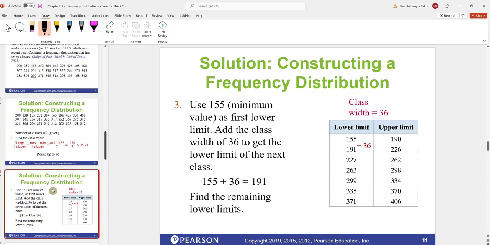The next thing I'm going to do is use the smallest data value, which is 155, as the lower limit of my first class. Okay? So I know that the class width is 36. I can add 36 to that 155 and that'll give me 191. And I just keep going. When I add 36 to 191, that gives me 227. I keep going until I have 7 classes. As you can see, I have 7 lower limits.